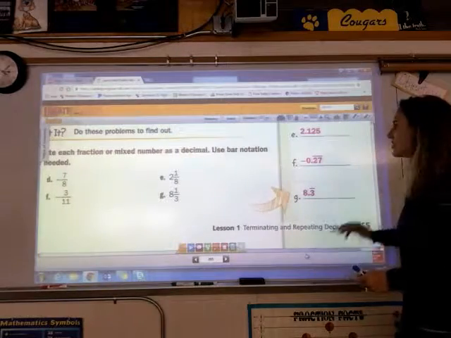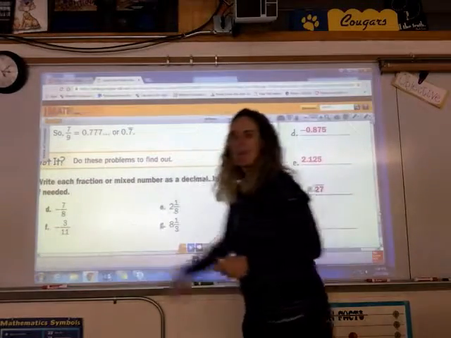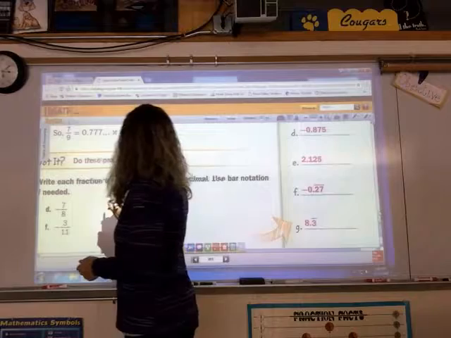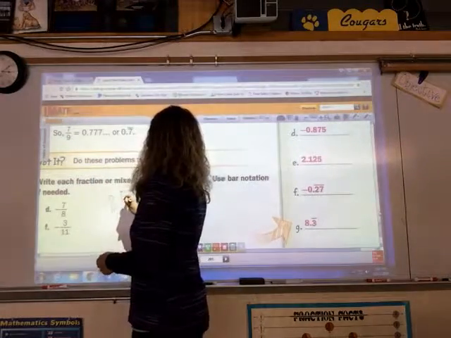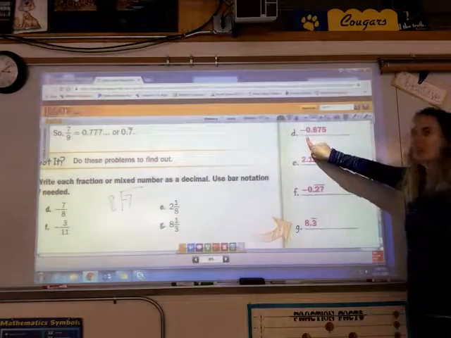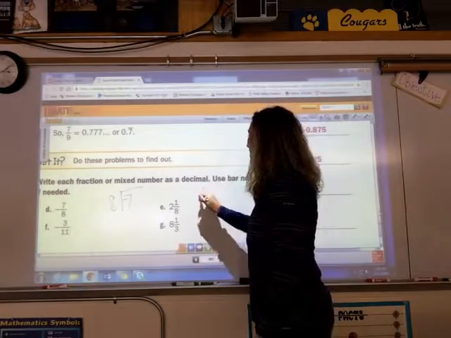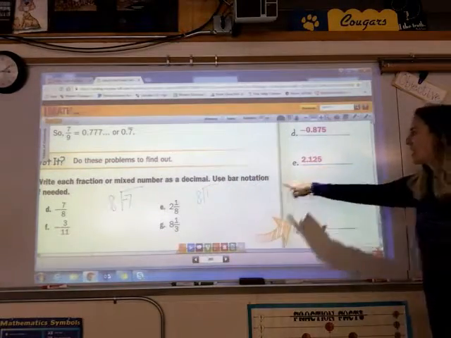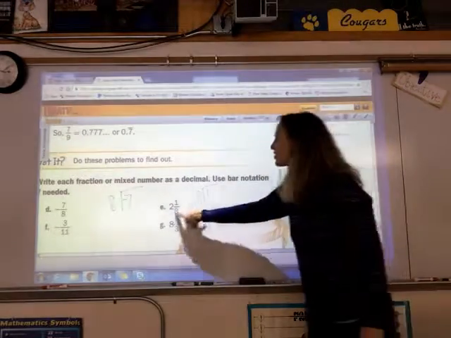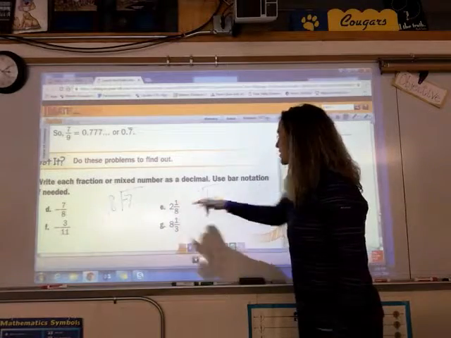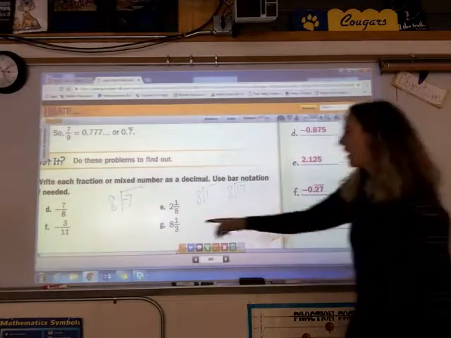Taking a look at your answers that you should have gotten for your got it problems, letter D, when I'm taking -7 divided by 8, and I divide it out, we should have come up with -875 thousandths. Letter E, we should be thinking 1 divided by 8. Okay, when we divide that out, again, you've got the whole number portion, so 2 and 125 thousandths. You could change this to an improper, which would be 8 times 2 is 16 plus 1 is 17 over 8, and divide it that way if you choose.